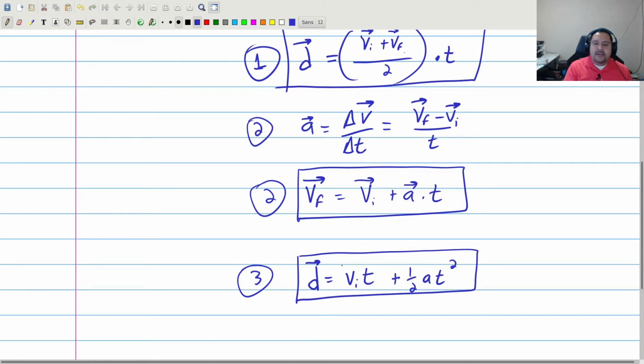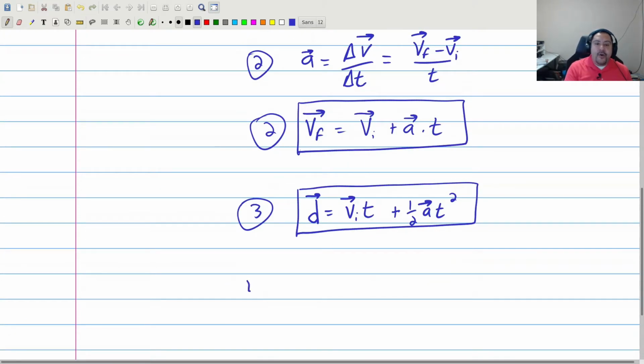That's a vector, that's a vector, and that's a vector. So this one is sort of talking about what happens when you have both velocity, an initial velocity, and an acceleration at the same time. How far is an object going to go?